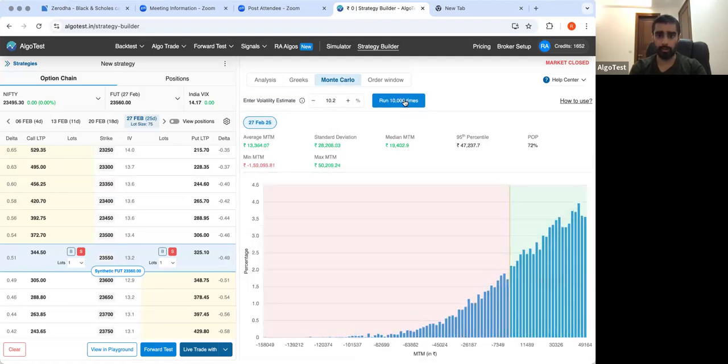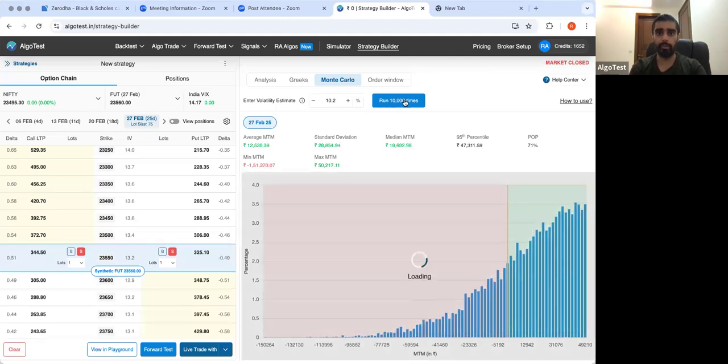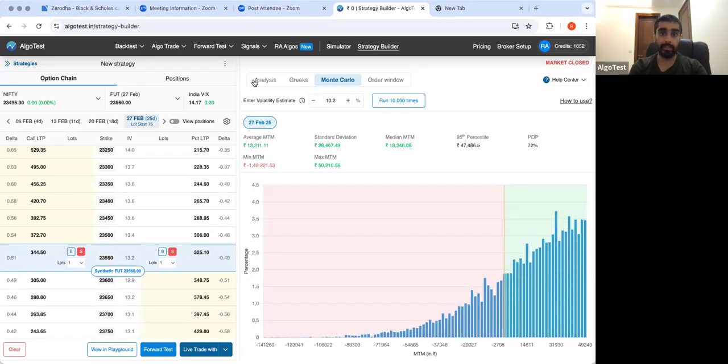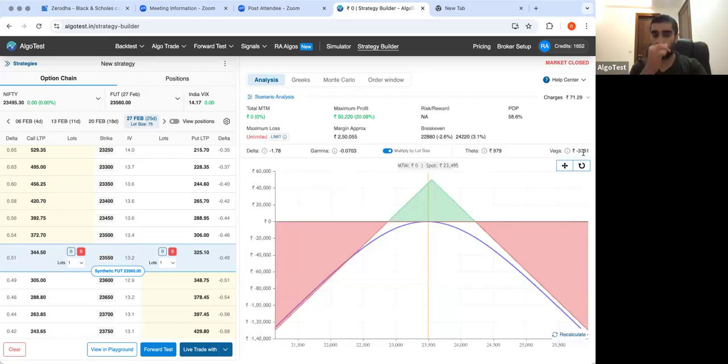If I run more simulations, there'll be some convergence, some up, some down. But this is roughly always going to be the case. Okay, I hope that makes sense. Any other questions, guys? I'm here.